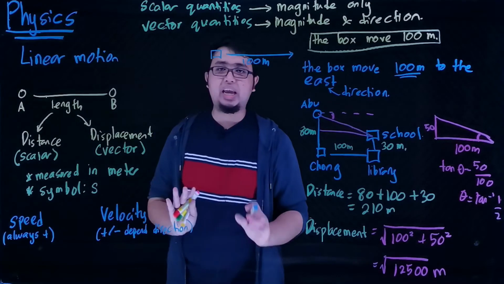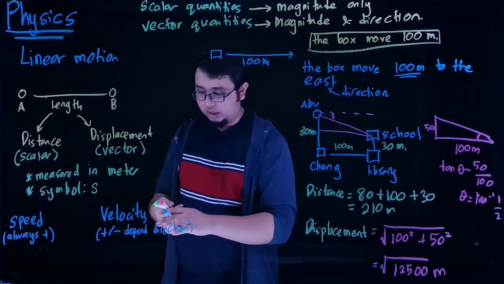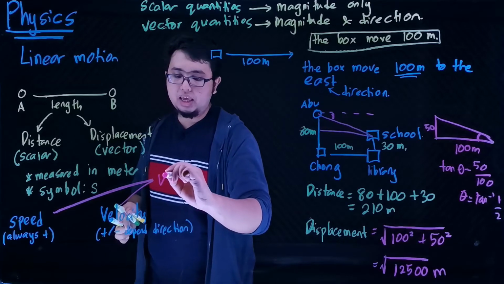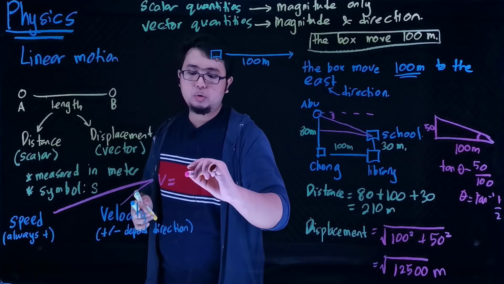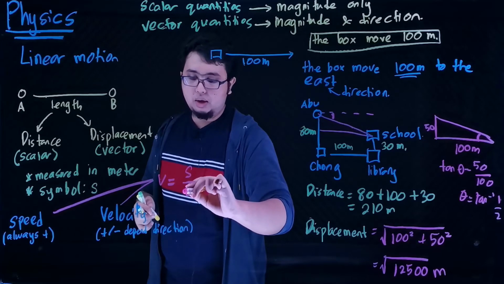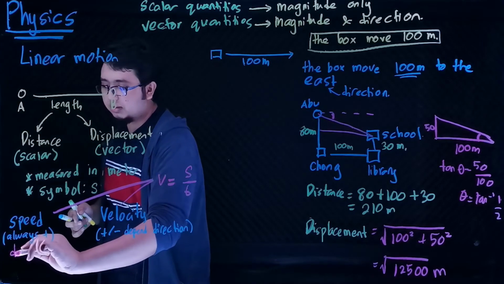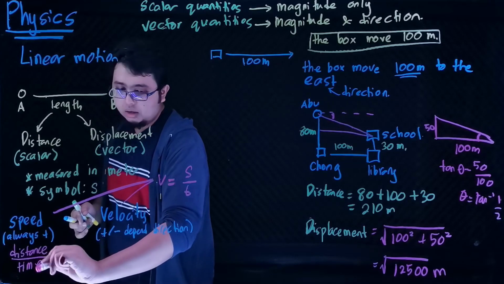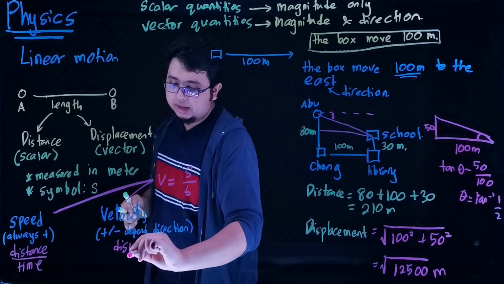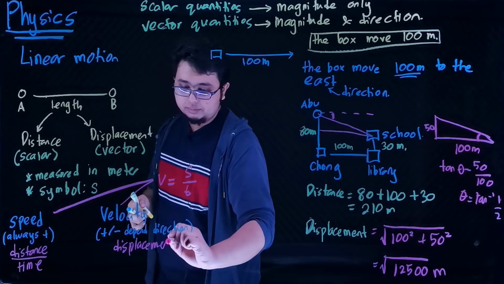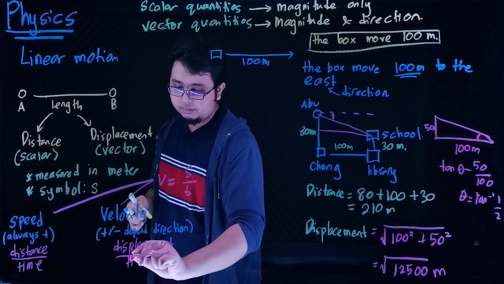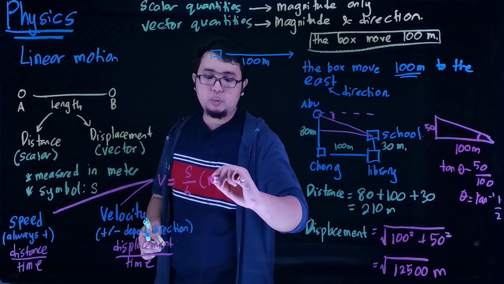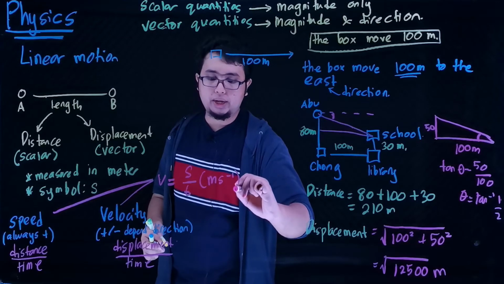But both of them share the same formula. To get speed, the symbol for speed is V. It equals S over T, where for speed, it's distance over time. For velocity, it is displacement over time. So for this, the unit for speed is always m s^-1.